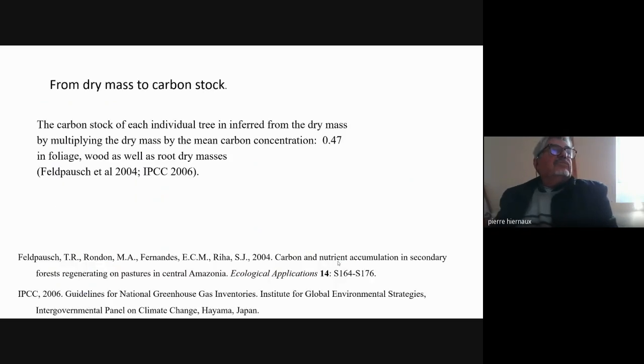Now, how to go from dry mass to carbon stock? The carbon stock of each individual tree is inferred from the dry mass by multiplying the dry mass by the mean carbon concentration, which is 0.47. It's really quite narrow, somewhere between 0.46 and 0.49, depending on publications. And it's true for foliage as well as wood, as well as root masses.